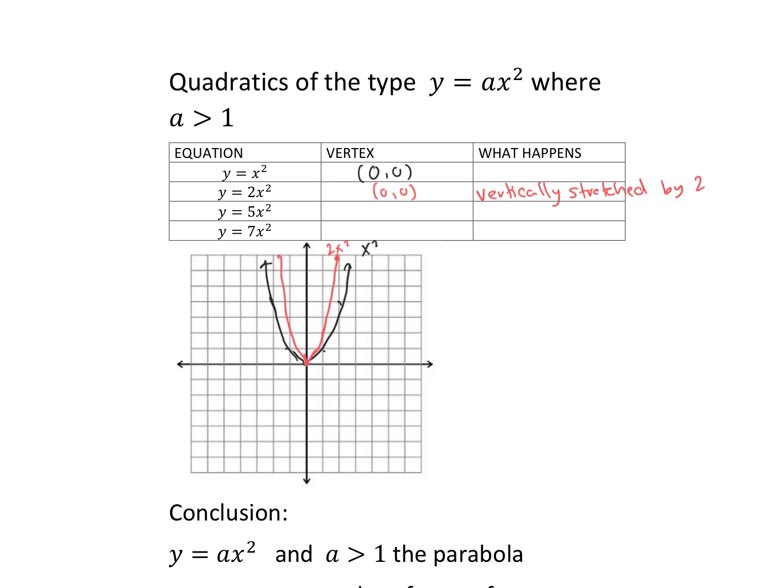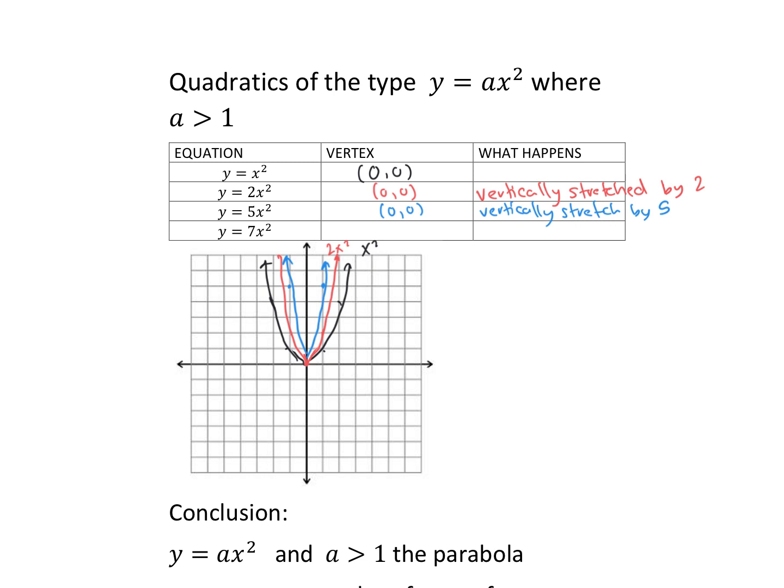If I square 1 and then multiply it by 5, I get 5. So 1, 2, 3, 4, 5. So now the points are up here. So if I do a vertical stretch of 5, it pulls it up. So the vertex is still 0, 0, but now it is vertically stretched by 5. So it's pulled up even higher.